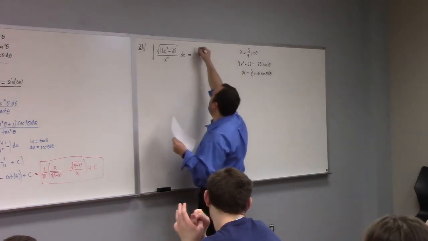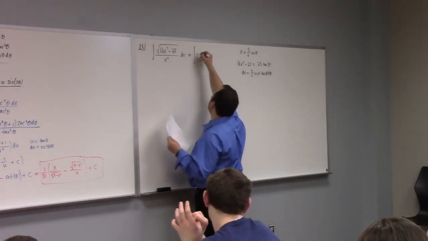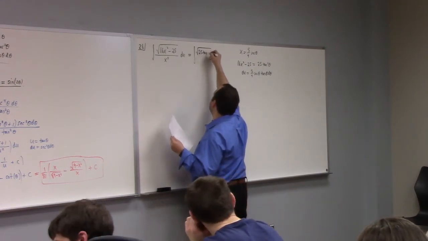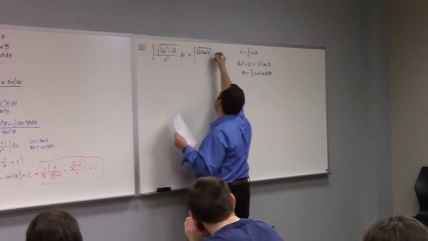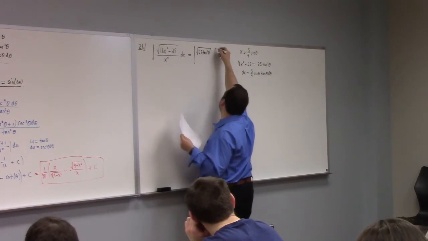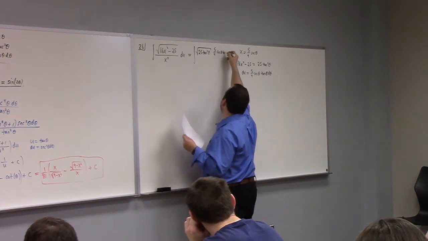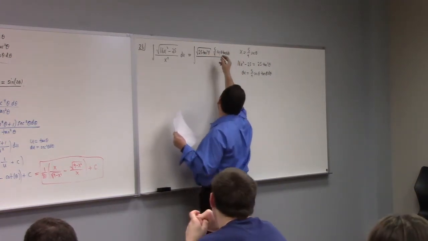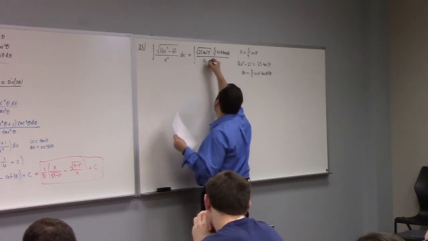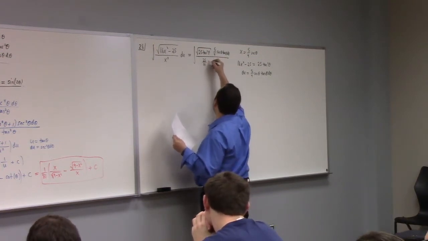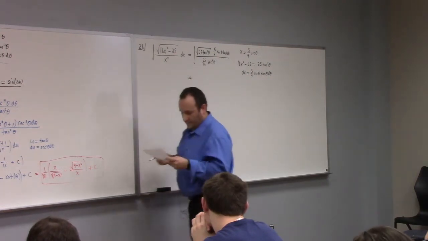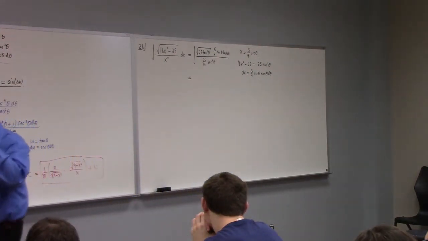And so what we're looking at then is the integral of the square root of 25 tangent squared theta, and then my dx is 5/4 secant theta tangent theta d theta, divided by x squared, which was what? 25/16 secant squared theta. All right, well, we should clean that thing up.